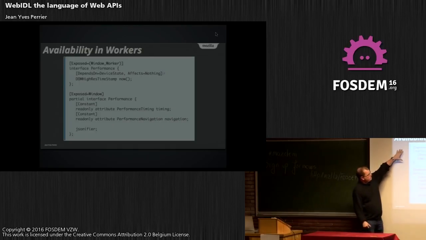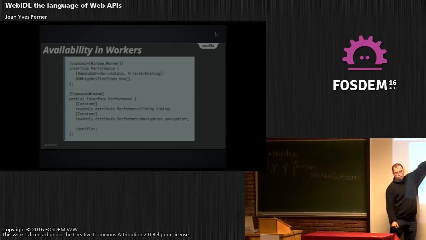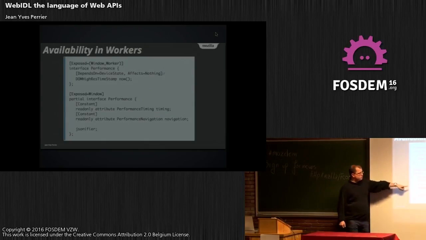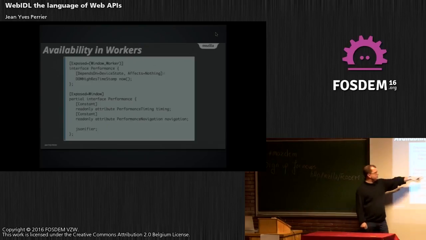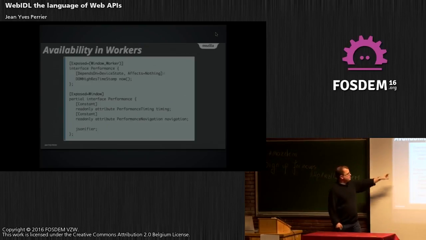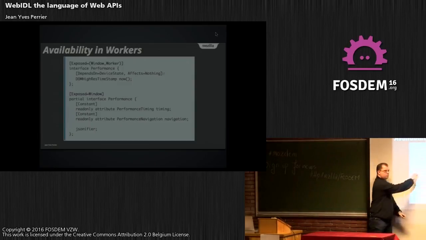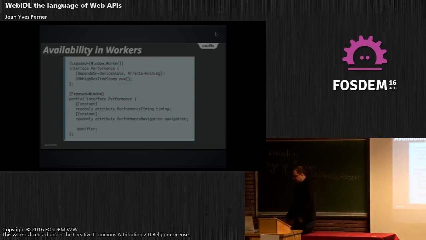In this case, you see that the performance interface, the main one here with now, is available to the window context, but also to any worker context. But the rest of the performance interface is only available to window. You cannot use this inside a worker. And this is really simply indicated: if there is nothing between window and worker.